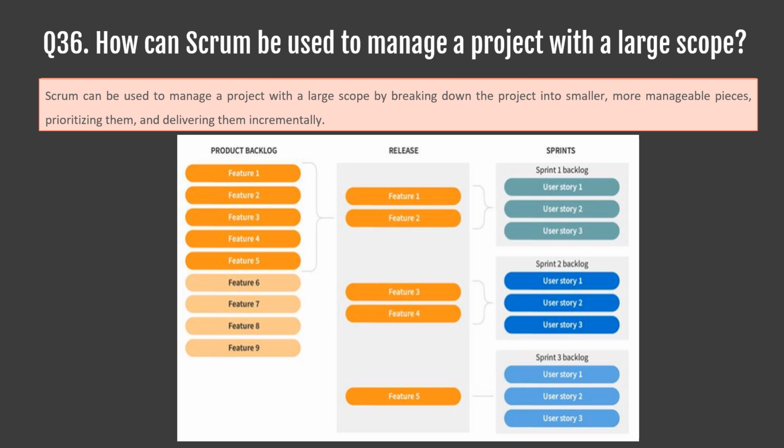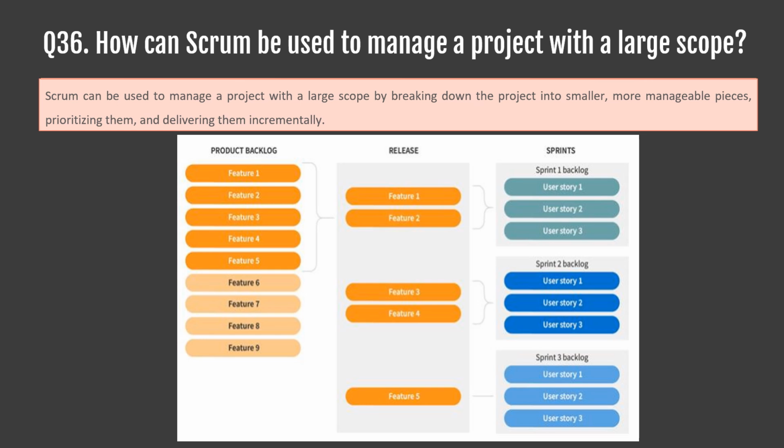The team can also collaborate with stakeholders to make sure that the project remains aligned with the overall goals and vision. By delivering working software incrementally, the team can also receive feedback from stakeholders and make adjustments as needed, ensuring that the project is meeting their needs. This iterative and incremental approach helps manage the complexity of a large project and ensures that it remains on track and aligned with the business goals.